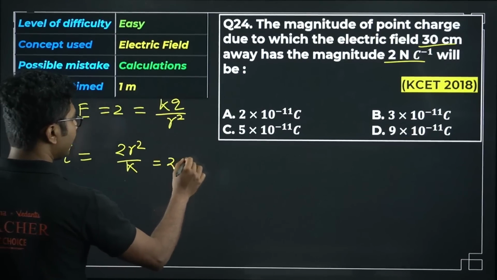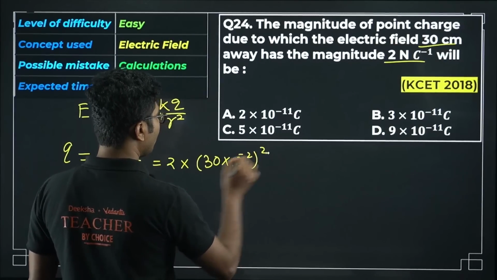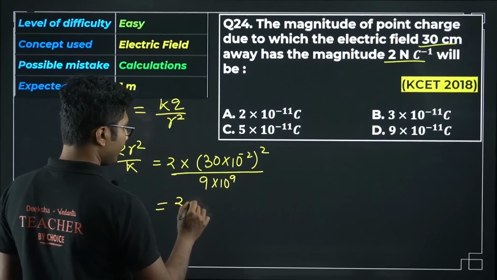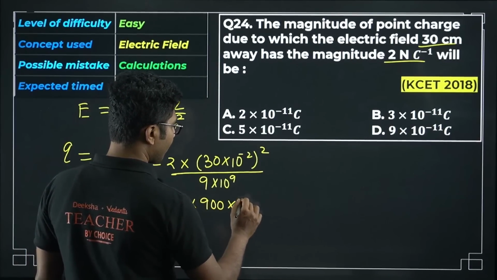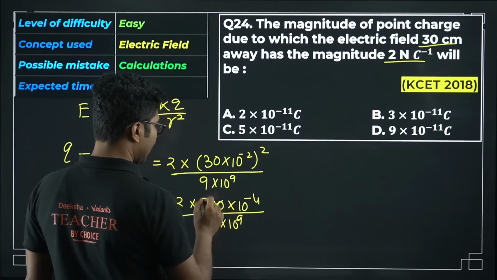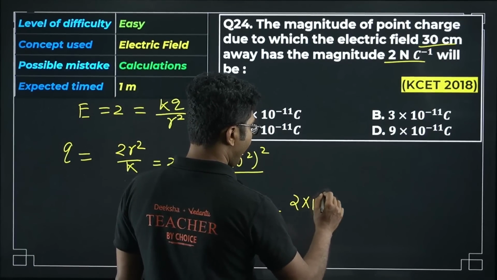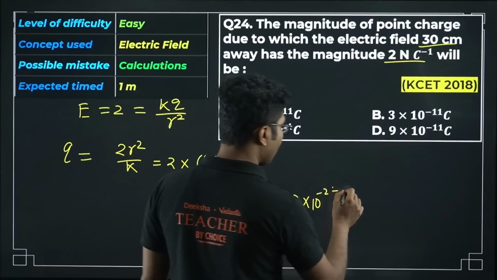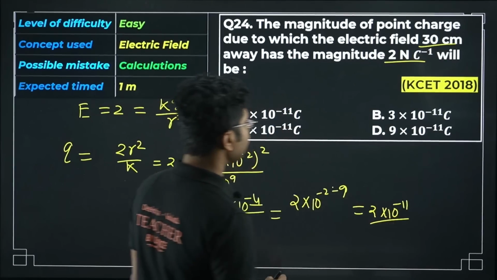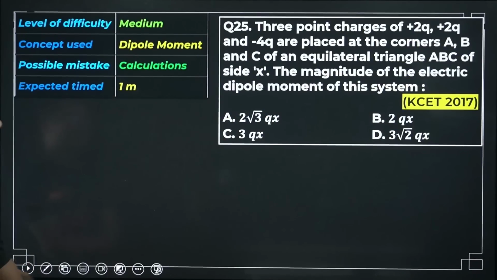Okay, so just put the value, 2 into R square, where 30 centimeter is nothing but 30 into 10 to the power of minus 2, whole square, divided by 9 into 10 to the power of 9. Or just do it as 2 into 900 into 10 to the power of minus 4 divided by 9 into 10 to the power of 9. 9 cancels, you get 100. So 100 into 10 to the power of minus 4 is 10 to the power of minus 2, and this 10 to the power of 9 will go up as 10 to the power of minus 9. So 2 into 10 to the power of minus 11 is the answer. So quickly you can solve it if you practice.